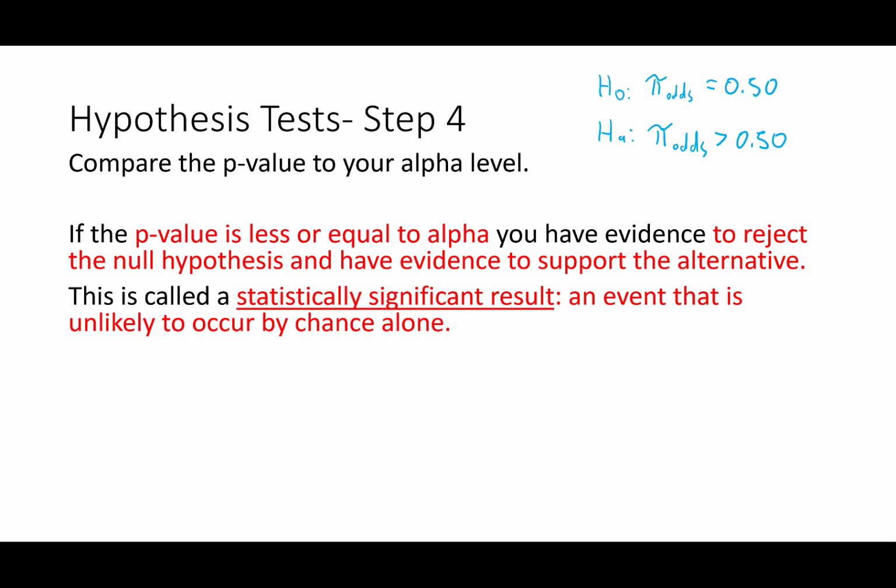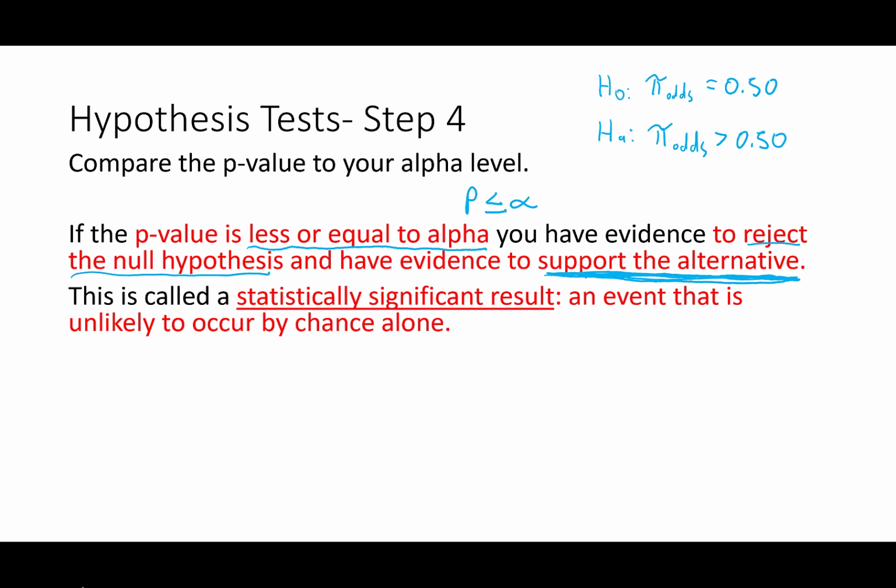When we compare p-value to alpha, if our p-value is less than or equal to alpha, what this represents is we have enough evidence to reject our null hypothesis. And more importantly, we have enough evidence to support the alternative. That's what we're trying to do with it. We found enough evidence. We crossed our threshold. We have enough evidence to support our alternative. So when our p-value is less than or equal to alpha, this is what we can support.